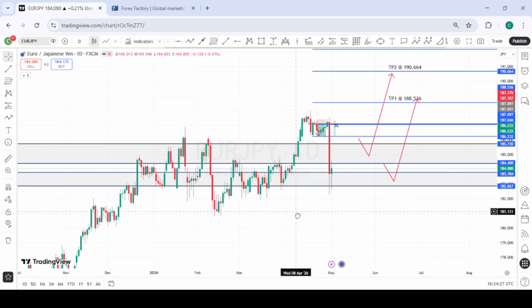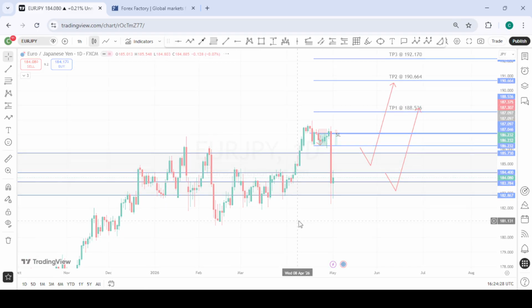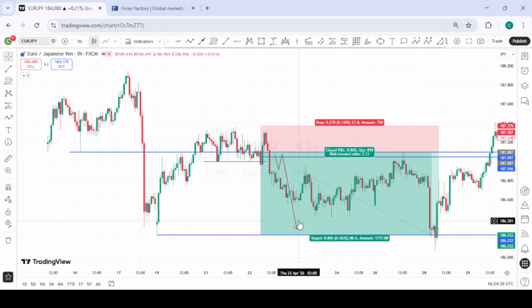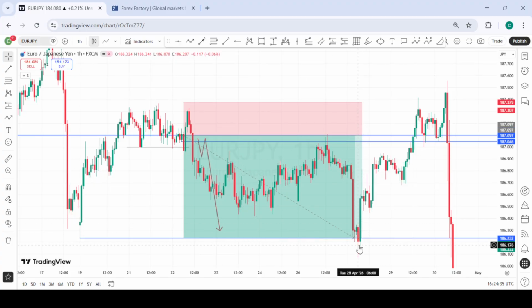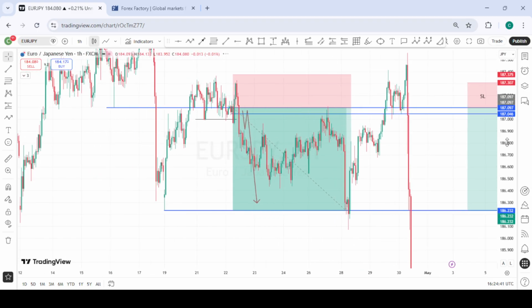This is EURJPY, and for EURJPY we were holding a position here, and it hits our TP. We were holding this position from the previous week, and it hit our TP here, and price retraced all the way back to the entry area and collapsed, giving very strong momentum to the downside.